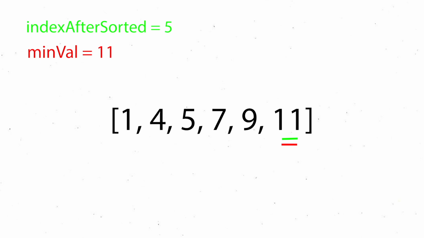And then the last minimum and the last element left is just 11, and obviously that goes after 9. Boom, the array is completely sorted.